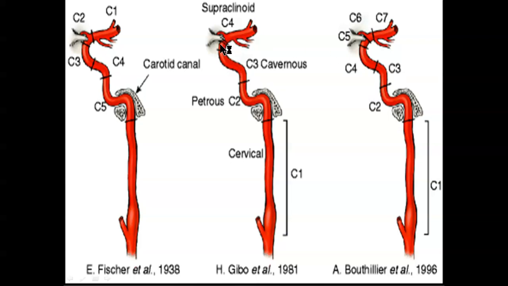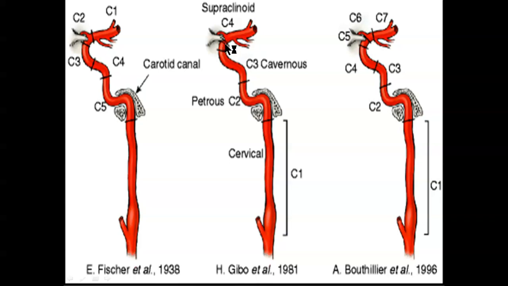Then there was a clinoid segment here, which Gibo didn't talk about. But Boutelier gave this segment a name, clinoid segment, because we know the internal carotid artery goes medially towards the anterior clinoid process. So this landmark of the anterior clinoid process was given the name clinoid segment. So C5 clinoid segment was also included.